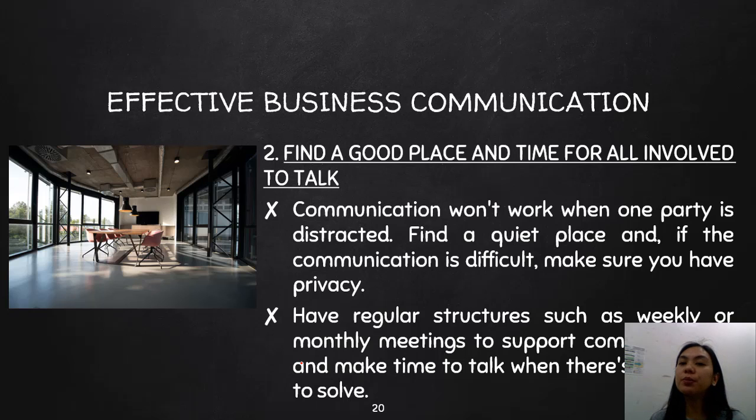Second one, find a good place and time for all involved to talk. So it says there, communication won't work when one party is distracted. You have to find a quiet place, and if the communication is difficult, make sure you have your privacy. Have regular structures such as weekly or monthly meetings to support communication, and make time to talk when there's a problem to solve.